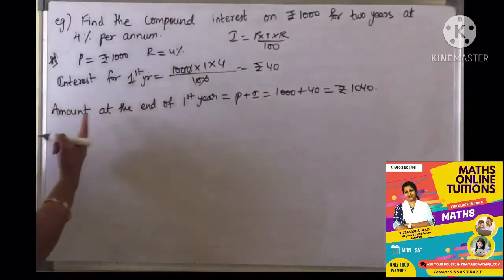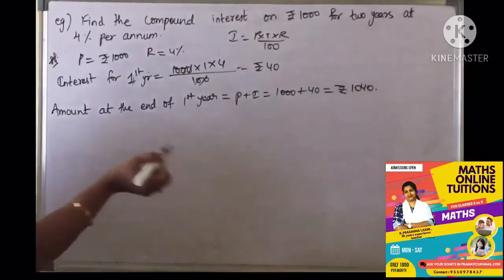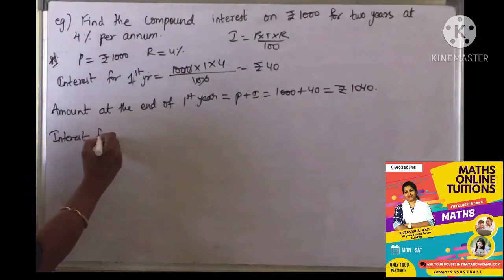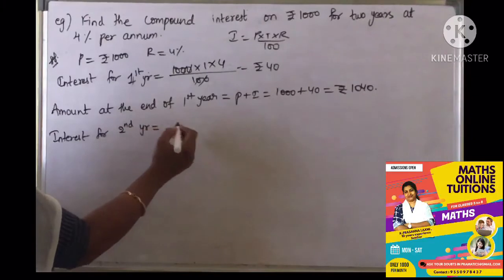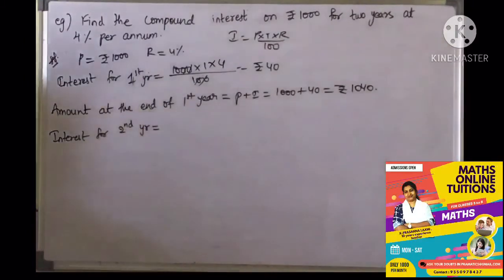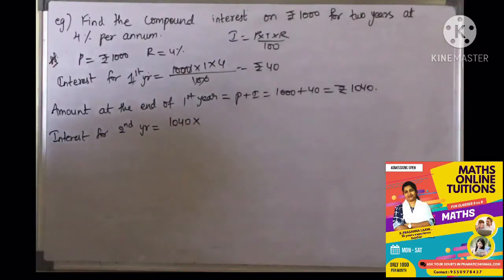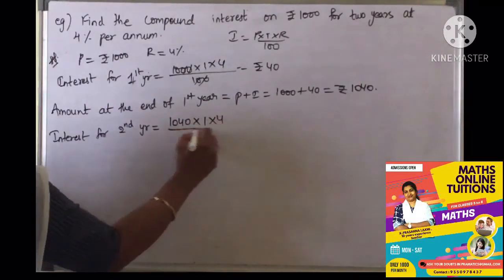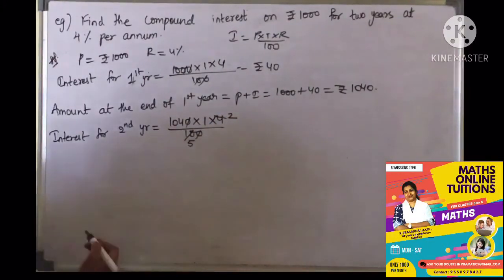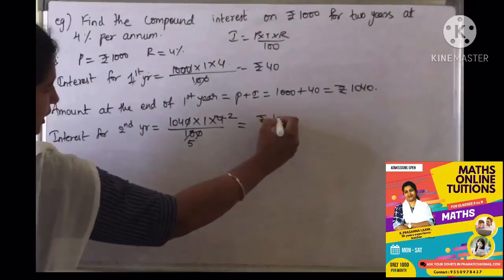Actually in simple interest the principal will not change, but in compound interest you need to take 1040 as the principal for the second year. Okay children, now we will find the interest for the second year. You should not take 1000 as the principal. The new amount we got at the end of the first year is the principal for the second year. That is 1040 into time period 1 year and rate of interest 4 by 100. Here 2s are 5s are. Now when we multiply this and divide by 5, you will get 41 rupees 60 paise.